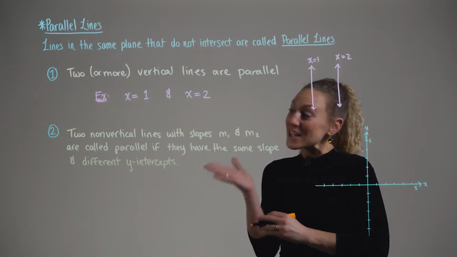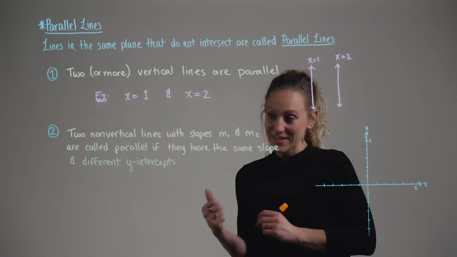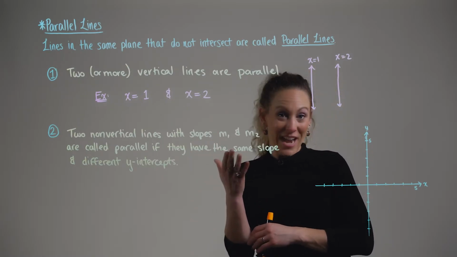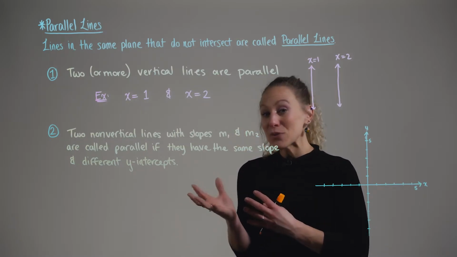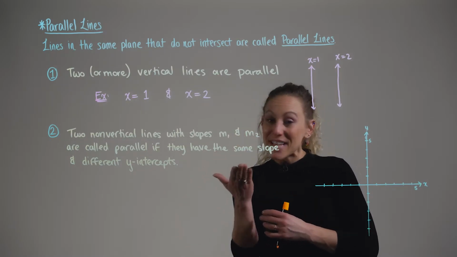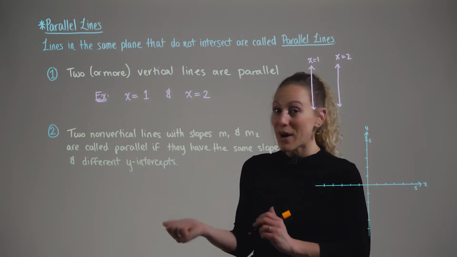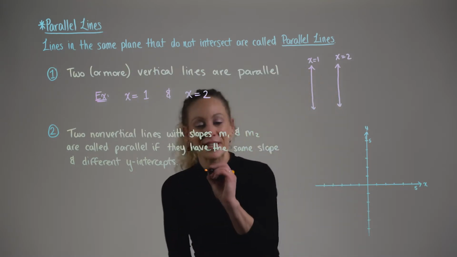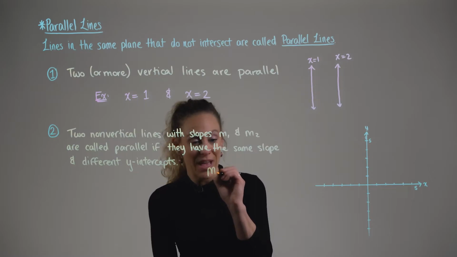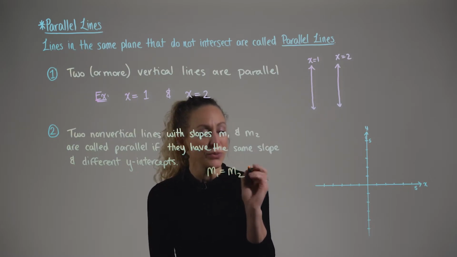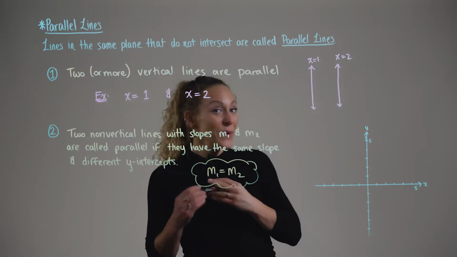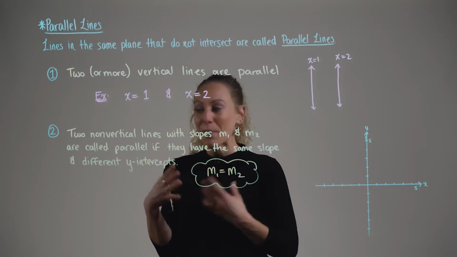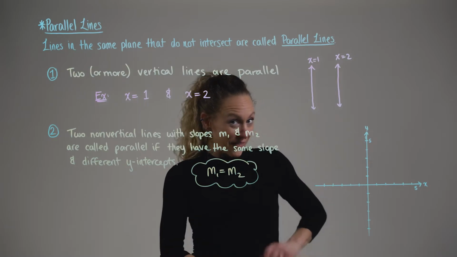Now, what happens if we're not working with two vertical lines? So we say that two non-vertical lines with slopes m sub 1 and m sub 2 are called parallel lines if those two non-vertical lines have the same slope and different y-intercepts. We can summarize this by saying m sub 1 equals m sub 2. So let's go ahead and think about an example of two parallel lines graphically.